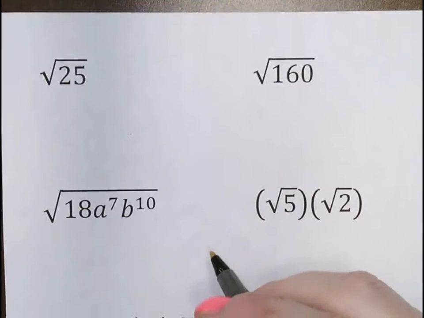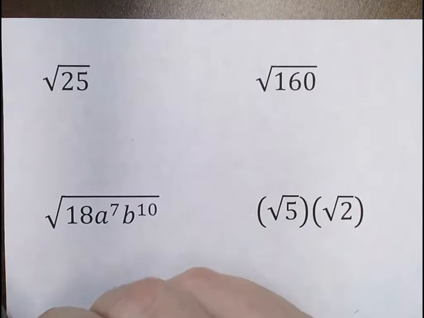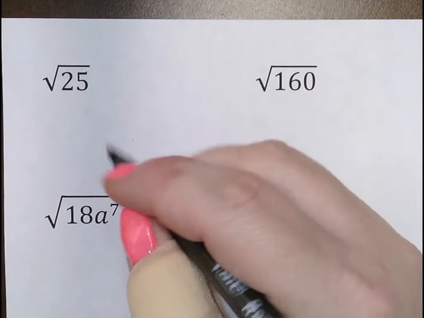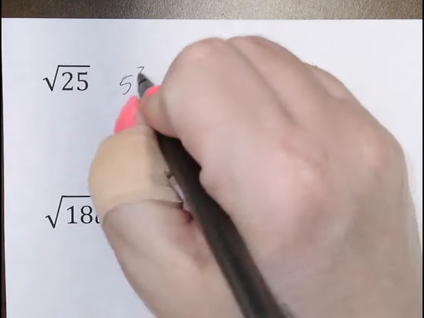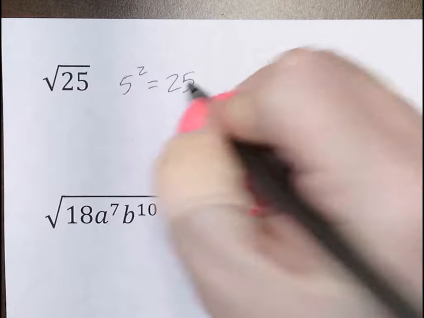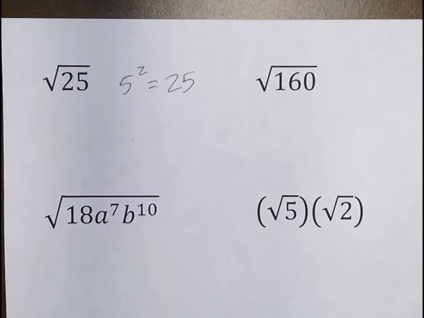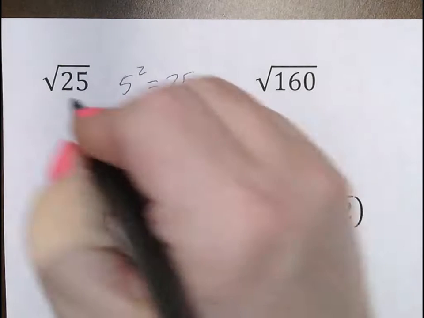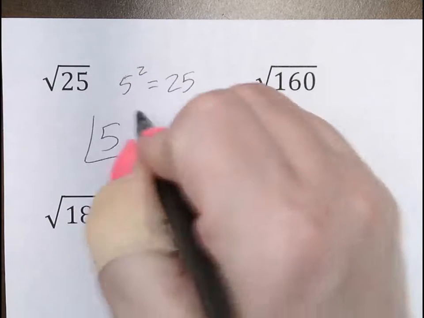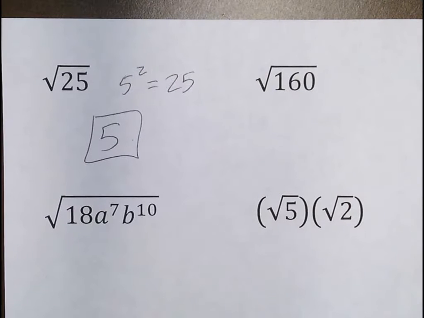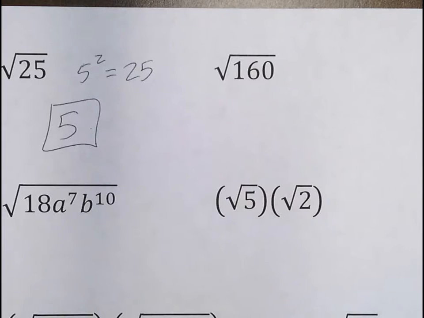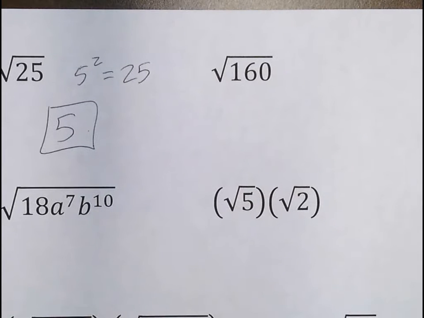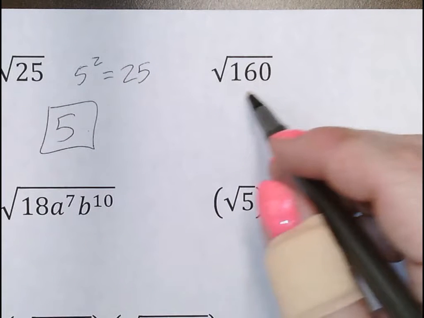Let's start with something simple. We have something just like the square root of 25. That means we want to know what number times itself makes 25. The number that you multiply by itself to get 25 is 5. So the square root of 25 is simply 5. Yes, it's that easy.